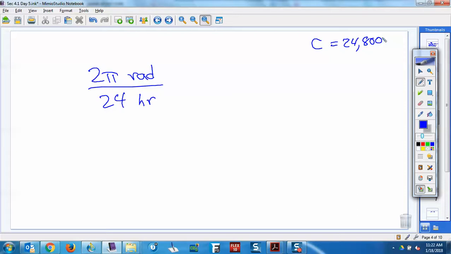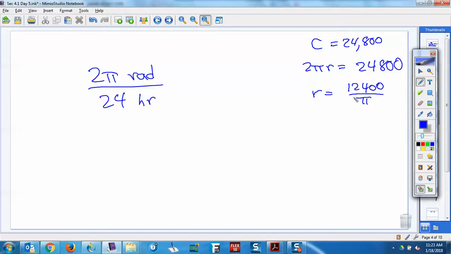Right? Now, the key is making sure I got the right units. But all I have to do is multiply by the radius. So I need the radius of the Earth. Oh, shoot. They didn't give me the radius of the Earth. They gave me circumference. So what do I have to do? 2 pi r is equal to 24,800. So I need to divide by 2 pi. So that'd be 12,400 over pi. So divide by 2, divide by pi.